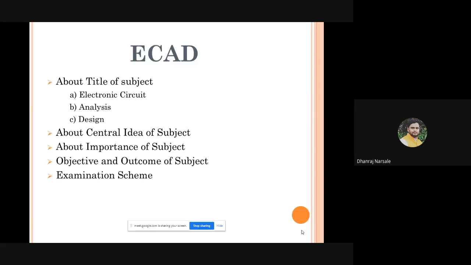The second point of that chapter is: what is the central idea of the subject. So here in this subject we are going to see a total of 6 chapters.